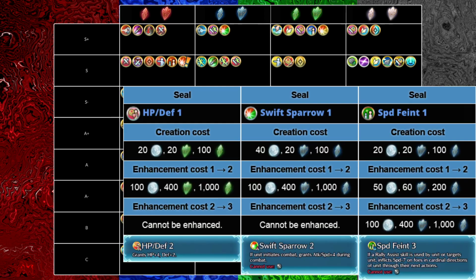And as for this one, Swift Sparrow is almost a given. I mean, let's be fair. Very, very good seal. Speed Feint can be good in Arena to some extent, and that's really it.